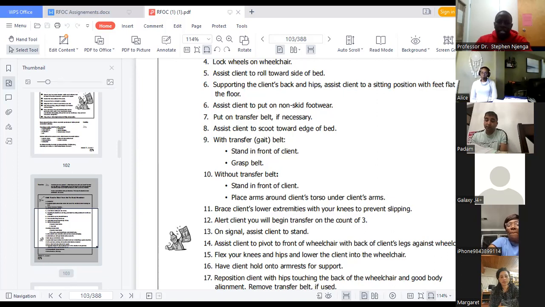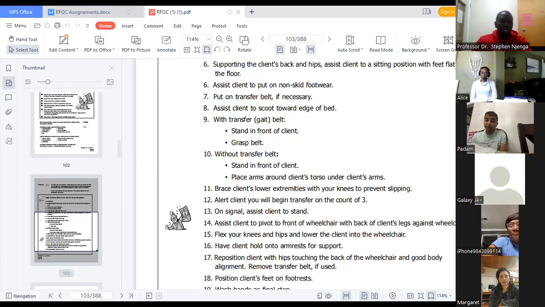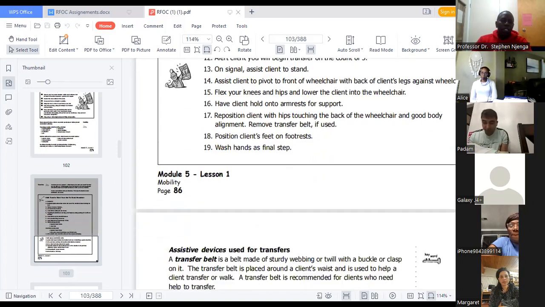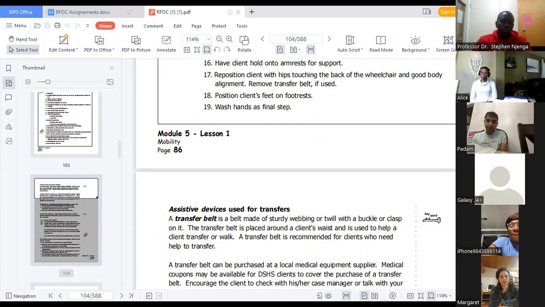Remove the transfer gait belt. So you're not going to leave the client with the gait belt, but you're going to make sure you remove the gait belt.